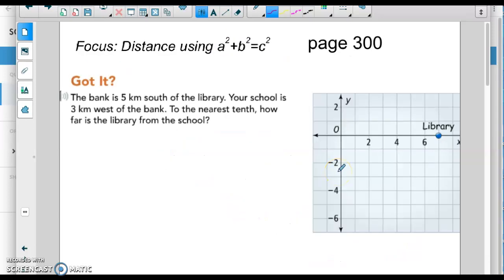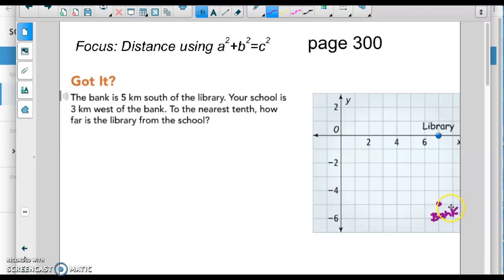Some problems on your homework or your assignment are going to look like this. So it says the bank is 5 kilometers south of the library. So here we are at the library. If we're 5 kilometers south, we're going to go down. South is down. 1, 2, 3, 4, 5. And this is our bank. We're going to label it with the word bank.